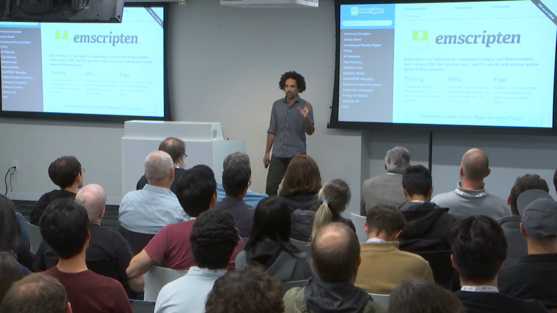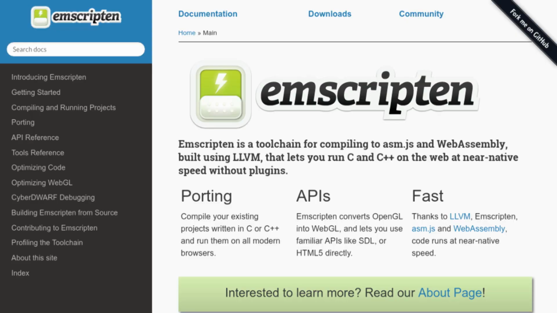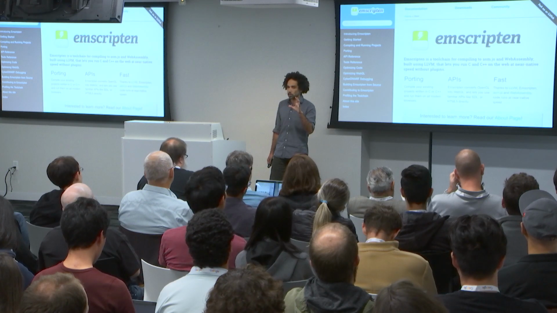So, Thomas mentioned this as well. emscripten.org. Super easy. Just download it, pull it up. It'll give you a compiler that you need. This is what that page looks a little bit like. It's got a lot of great information, API references for a lot of the tools that emscripten includes.